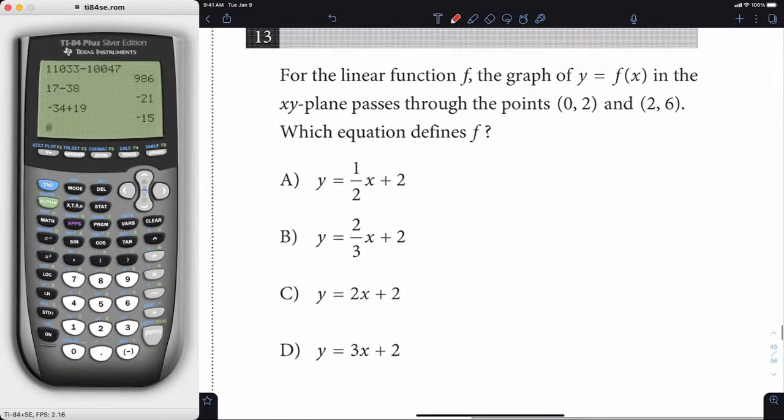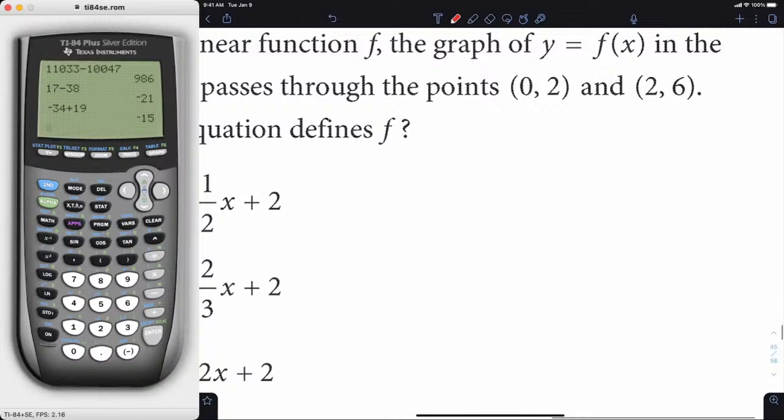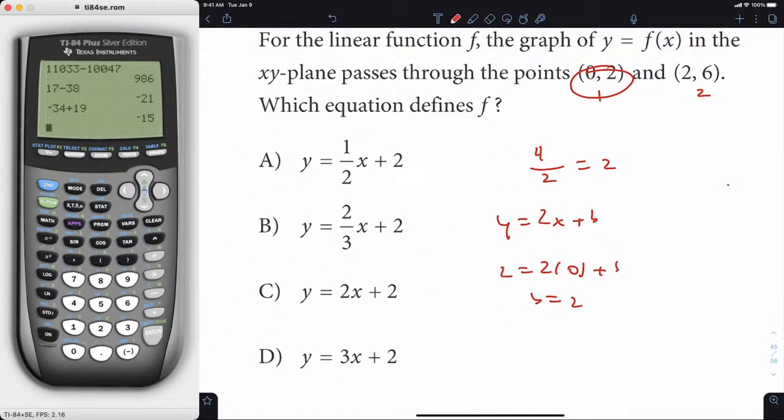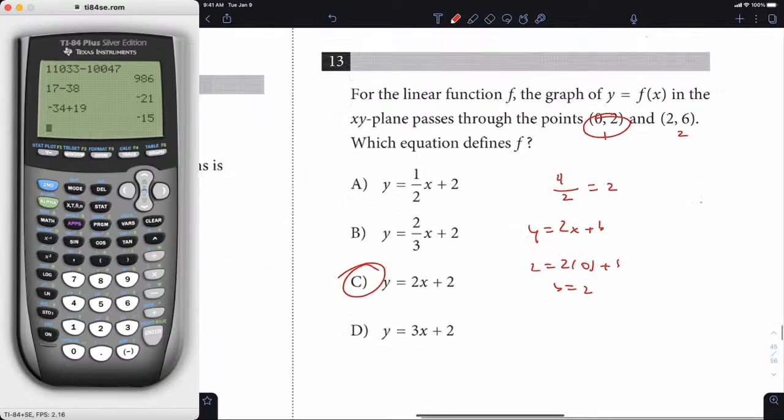Cool. For linear function f, the graph y equals f of x in the xy-plane passes through points (0, 2) and (2, 6). What equation defines f? Okay, I'm going to go ahead and find the slope by doing y2 minus y1 over x2 minus x1. I'll call this point 2 and point 1. So 6 minus 2 is 4 over 2 minus 0 is 2 equals 2. So we have a slope of 2. And then I know that that's going to be y equals 2x plus some b value. And I can find that b value by plugging in any of these points. I'll plug in this. So we get 2 equals 2 times 0 plus b. So b is 2. So we have a y-intercept of 2 and a slope of 2.